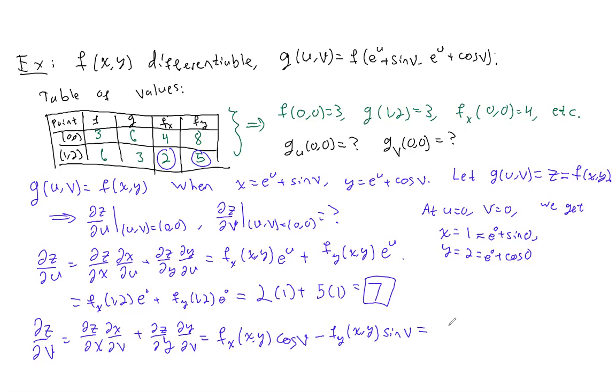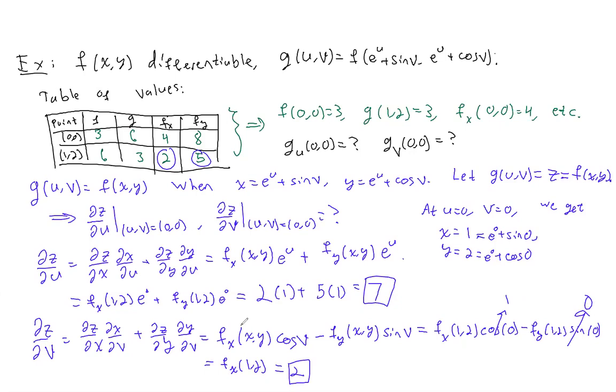In other words, what that really is going to come out to is f_x, we already saw this, at (1, 2), times cosine of 0, minus f_y(1, 2) times sine of 0. But that sine of 0 term is going to go away because sine of 0 is just 0. So really what this becomes is f_x of (1, 2), because cosine of 0 is 1, and f_x of (1, 2) we already know is just 2. So that's it. That's how this works.